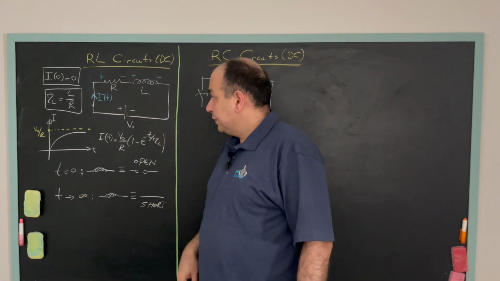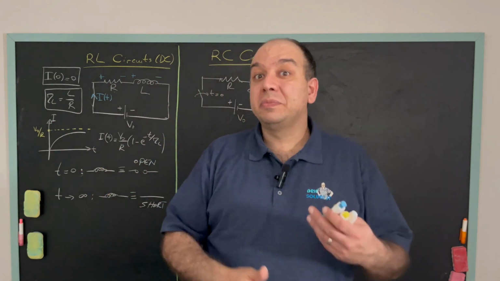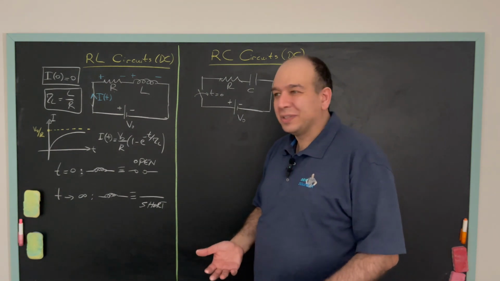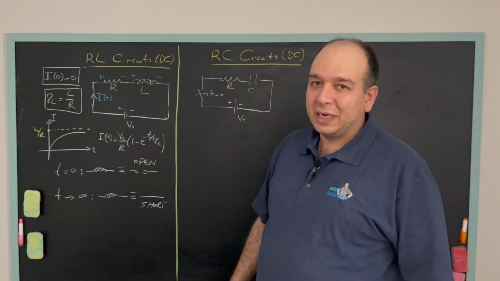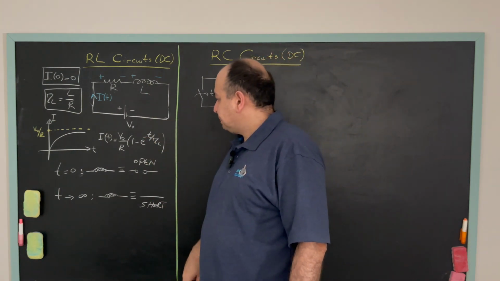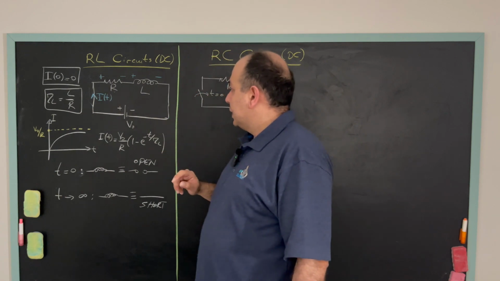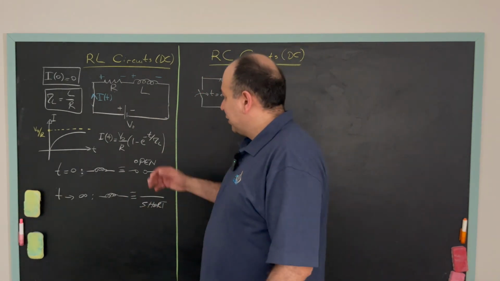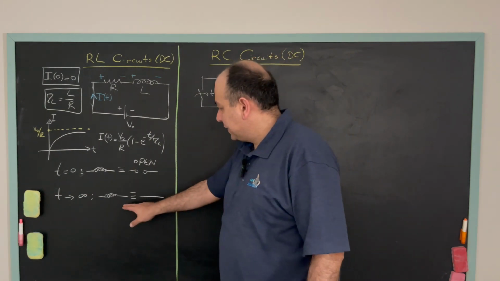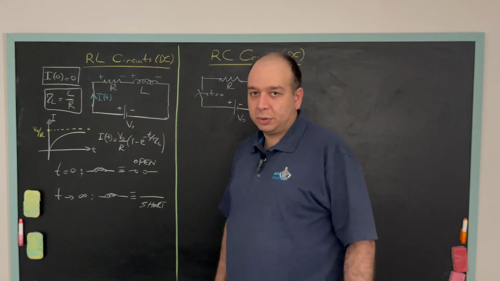When time t goes to infinity, the current approaches a constant value, so there will be no time rate of change of the current, so there will be no potential built up across the inductor. So that's why the current becomes V0 over R, and it seems as if there is no inductor in the circuit anymore, or in other words, it's as if it's replaced with a piece of wire. We just call it short.